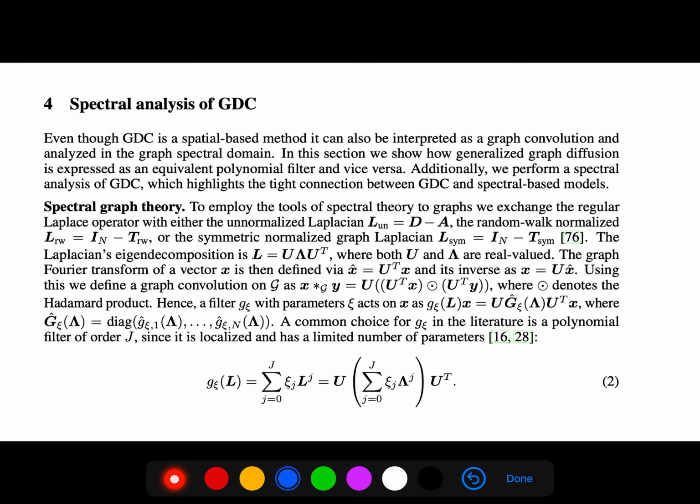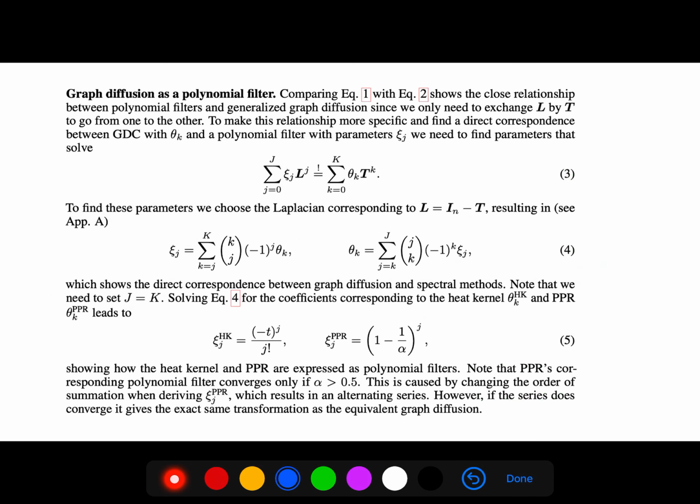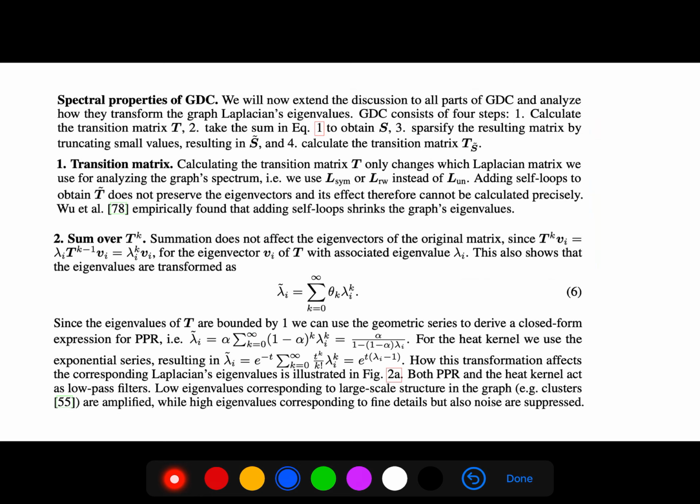And then they talk about the spectral analysis of GDC using spectral graph theory. You can see it as a polynomial filter. Any graph diffusion can be seen as a polynomial filter. So we will extend the discussion to all parts of GDC and analyze how they transform the graph Laplacian's eigenvalues. GDC consists of 4 steps. First, calculate the transition matrix. Second, take the sum of equation 1, and then sparsify the resulting matrix by truncating small values.